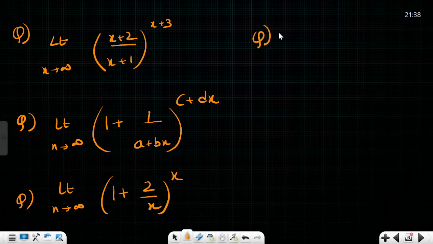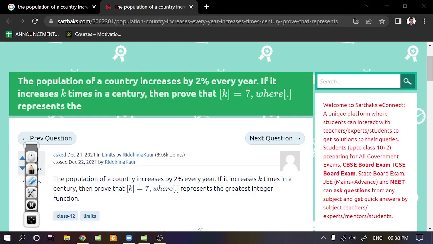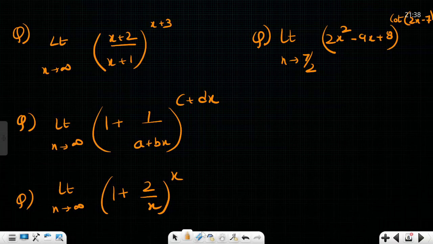Next, limit x tends to 7 by 2, 2x square minus 9x plus 8 power cot 2x minus 7. So these are the 4 questions I wanted to give as homework to you. Please take a screenshot and post it in the group.